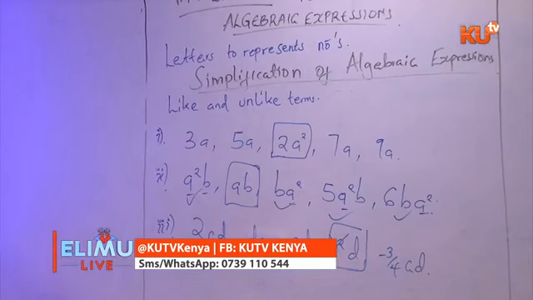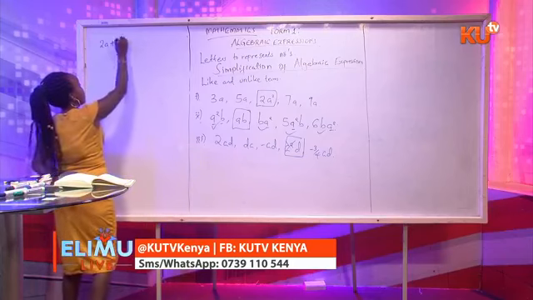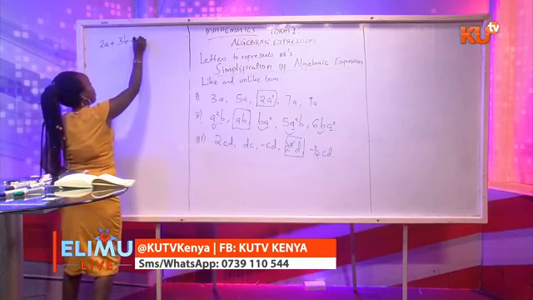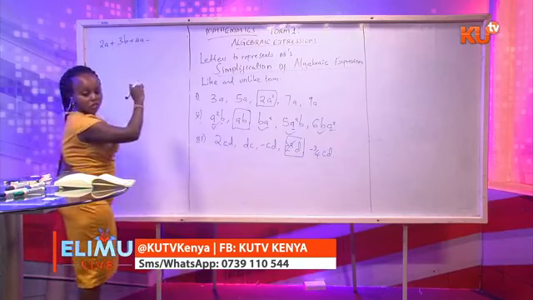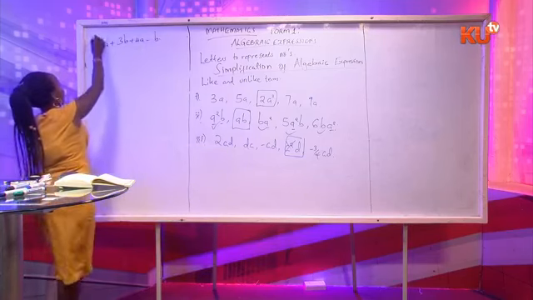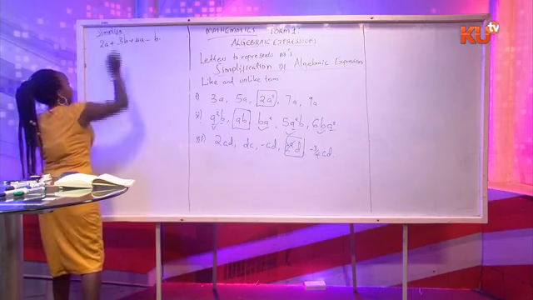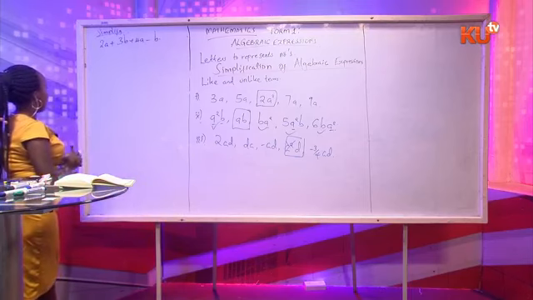So simplify, just simplify. The question is simplify the following: 2a plus 3b plus 4a minus b. Here, if we are supposed to simplify, we first have to collect the like terms. So let us collect the like terms there.